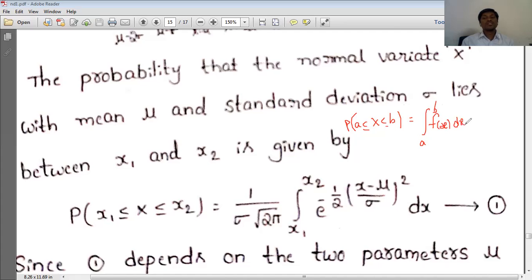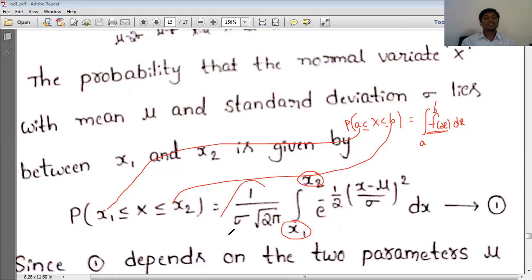Here, in place of A we are saying x1 and in place of B x2, and the integral from x1 to x2 of f of x dx. But this is a normal distribution, so for that f of x is simply the definition, 1 by sigma square root of 2 pi, e power minus 1 by 2 times x minus mu by sigma whole square, dx.